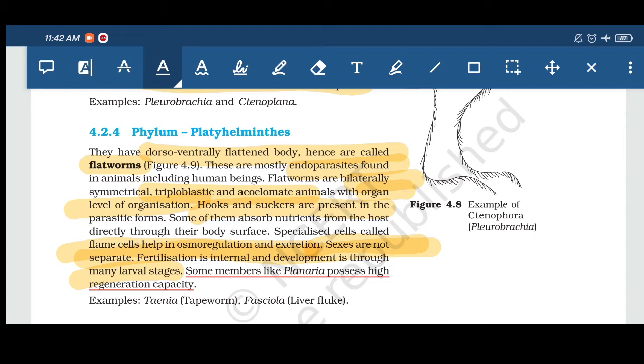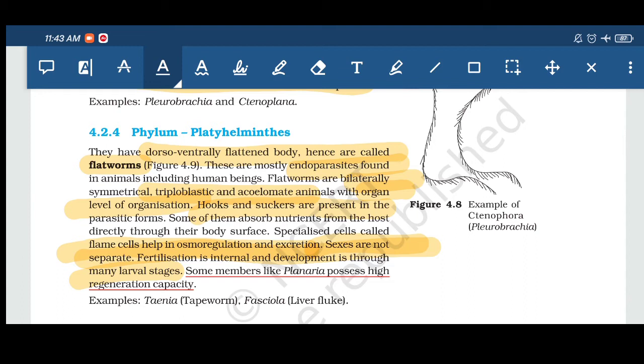Okay, these are also dorso-ventrally flattened. These are mostly endoparasites. These are parasitic in nature. Parasitic means they depend on other organisms for food. That means they suck the blood of other organisms, or they directly take the nutrients from other organisms. If it is a plant parasite, it directly takes the nutrition or the water content from the plant. If it is an animal parasite, it takes the direct nutrition or sucks the blood from the animal.